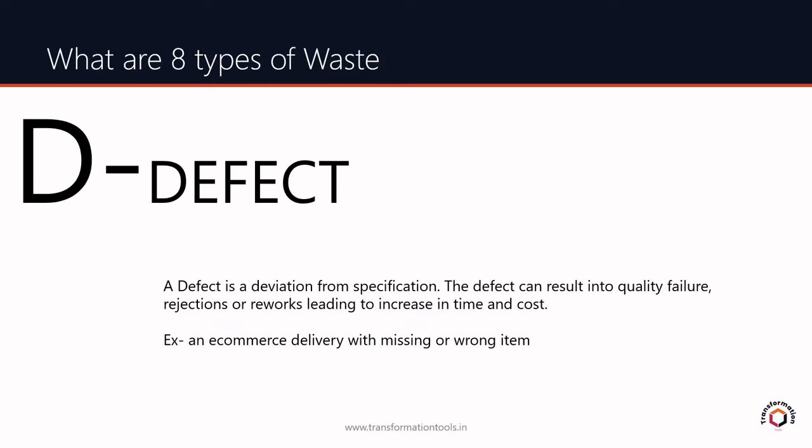What are the 8 types of waste? D, Defect. A defect is a deviation from specification. The defect can result in quality failures, rejections, or reworks, leading to an increase in the time and cost. An example is when an e-commerce delivery happens, it does not contain the right item.